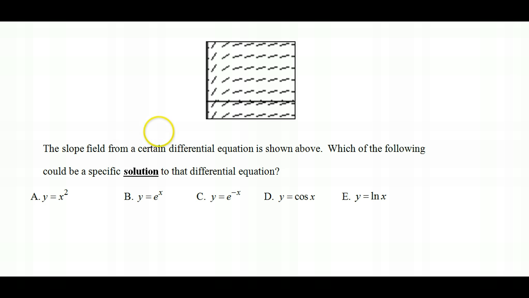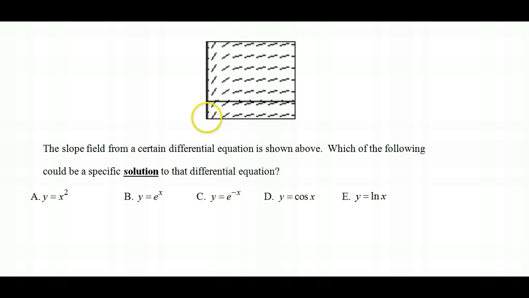Alright, so now on to another matching problem. The slope field from a certain differential equation is shown above. Which of the following could be a specific solution to that differential equation? So notice the difference here is that I'm given a slope field, but I'm not asked to match it to its differential equation. I'm asked, well, what could the solution to that differential equation be based on the slope field?